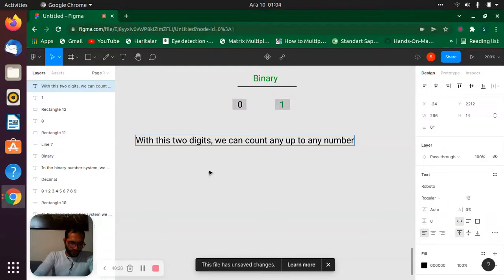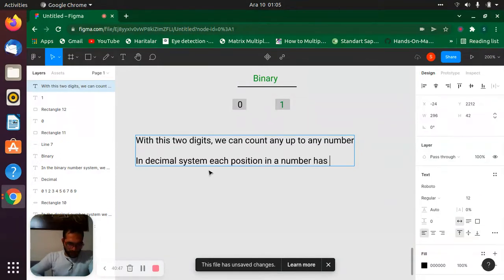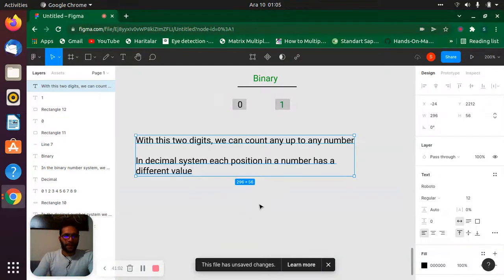any number. So it means in the decimal system, each position in a number has a different value. So now we will understand what I am saying.